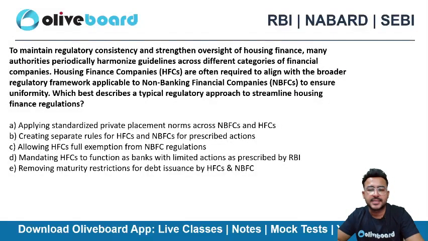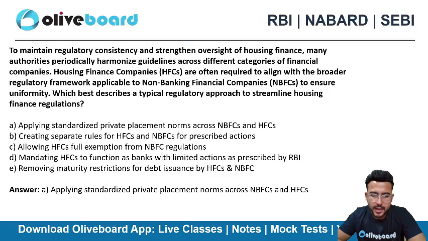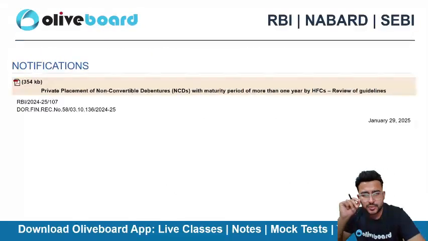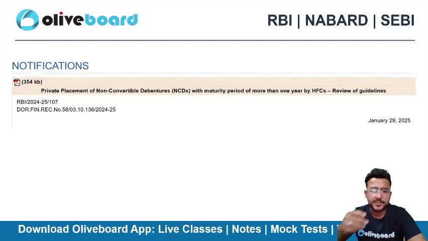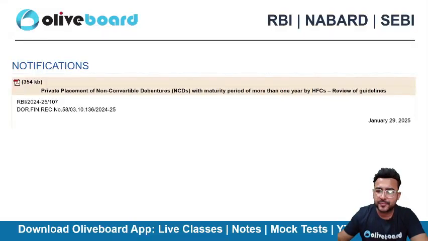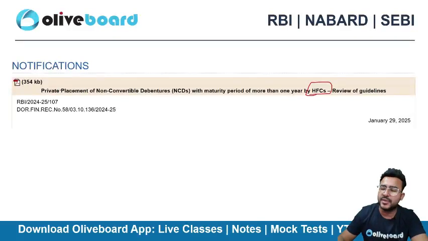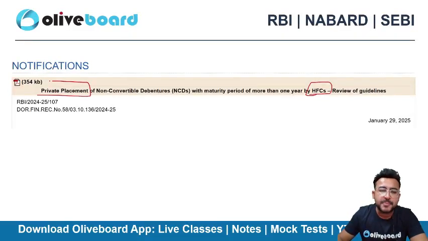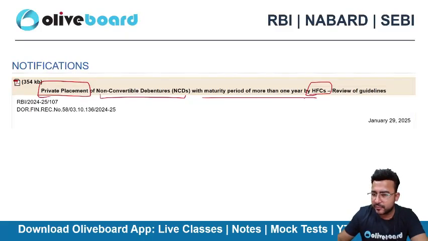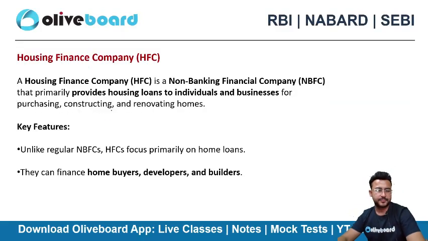The correct answer here, guys, is option A, applying standardized private placement norms across NBFCs and HFCs. So basically, there used to be a circular for NBFCs, and in this particular circular, it's been stated that mutatis mutandis apply to the HFCs as well. That means as it is applicable for the housing finance companies as well. Private placement of non-convertible debentures with maturity period of more than 1 year by HFCs.